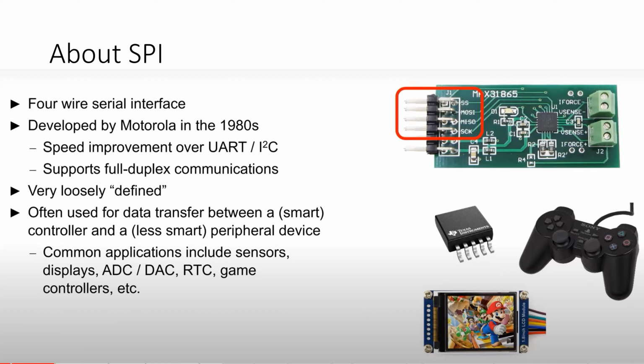Here the advancement is speed. With I2C, we can transfer at roughly around 4 megabits per second, which is very slow compared to SPI. With SPI, we can transfer data up to 10 megabits per second, which is the maximum speed we can acquire through this SPI protocol.